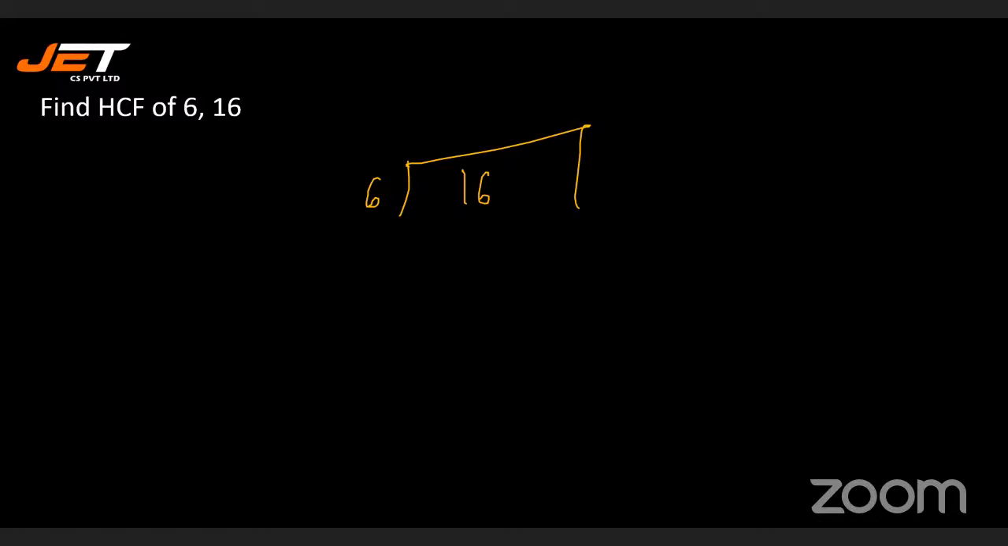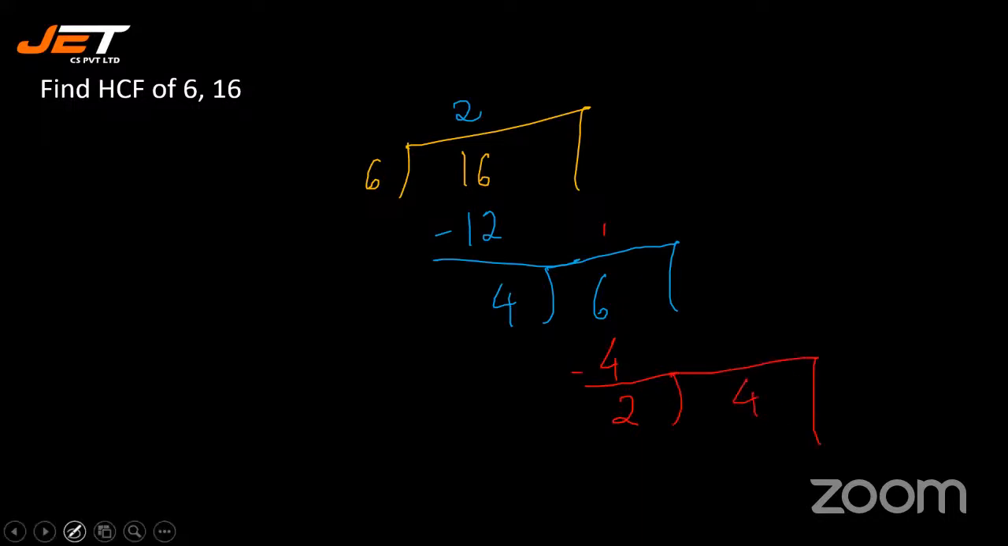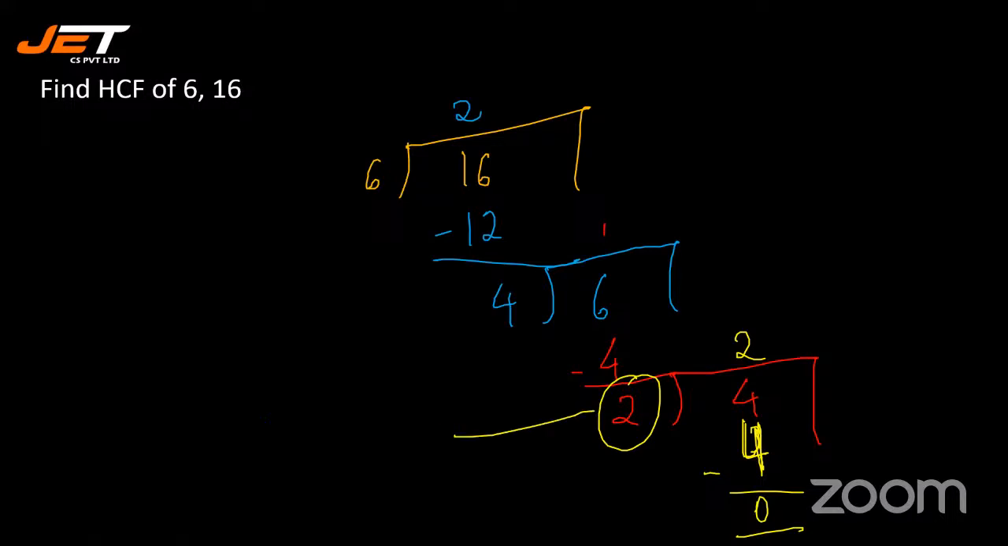All right. So let's do this. Over here, I know 6 times 2 is 12. The remainder is 4. Now this remainder will be treated as the divisor and 6 will be treated as a dividend. So over here, I will do 4 times 1 is 4. Again, I have got 2 as the remainder and 4 will be obviously the dividend now, which was earlier the divisor. So 2 times 2 is 4, right? And 0 is the remainder this time. That means 2 is the HCF of 6 and 16. Right? 2 is the HCF of 6 and 16.